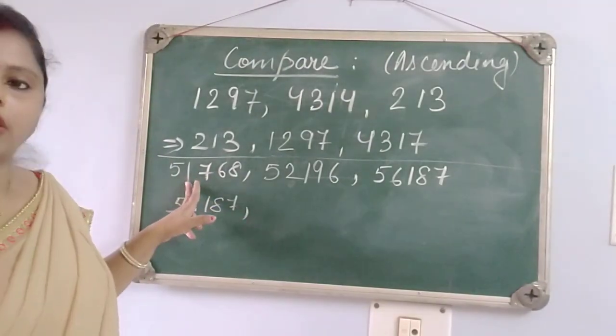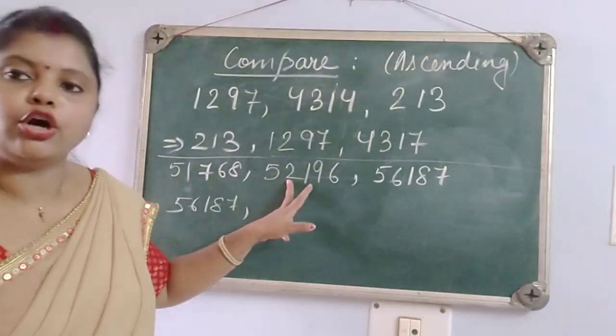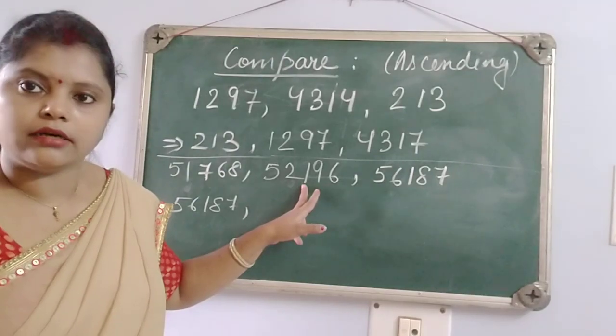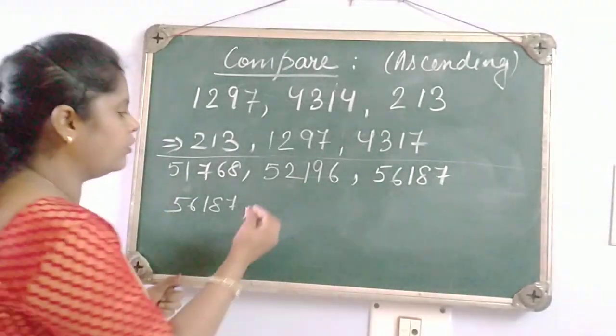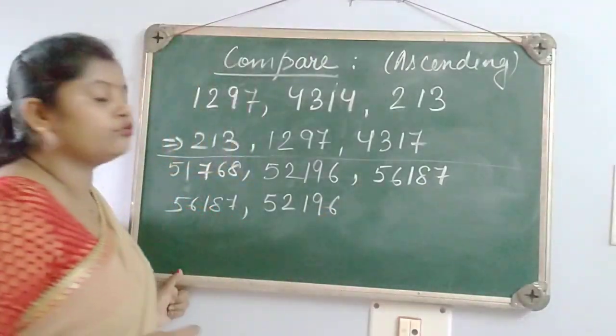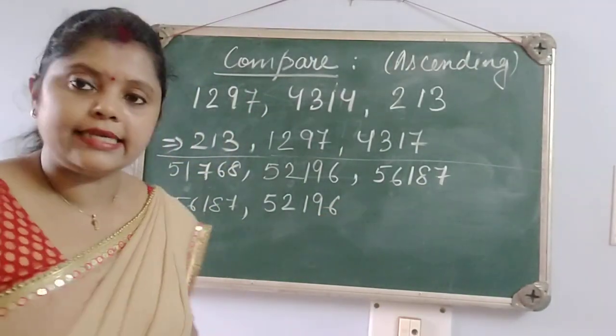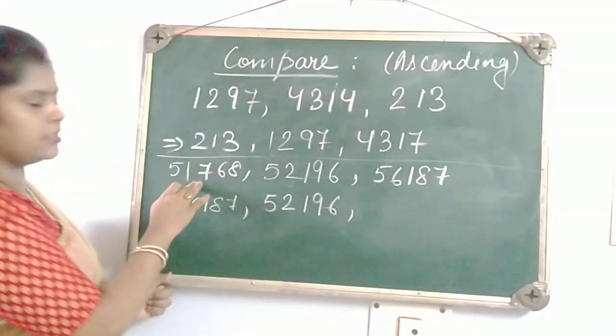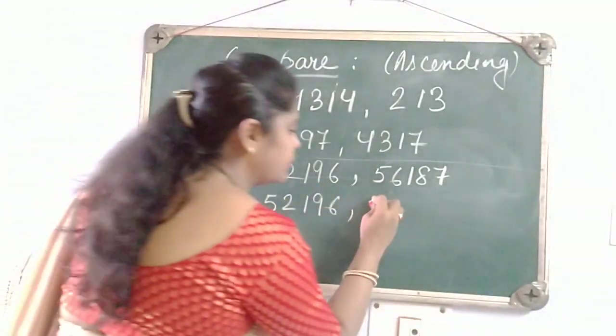This is done. Now, among the numbers that are left, we will compare again, and whichever is the greater one, that we will write first. So here we have 1 and here we got 2. So this is obviously greater. So this one we will write now. So it will be 52,196. And lastly this one, which is 51,768.